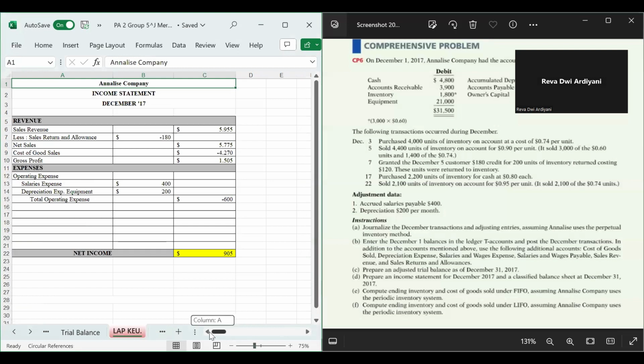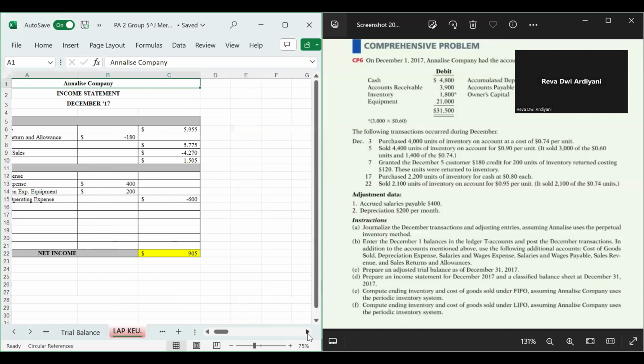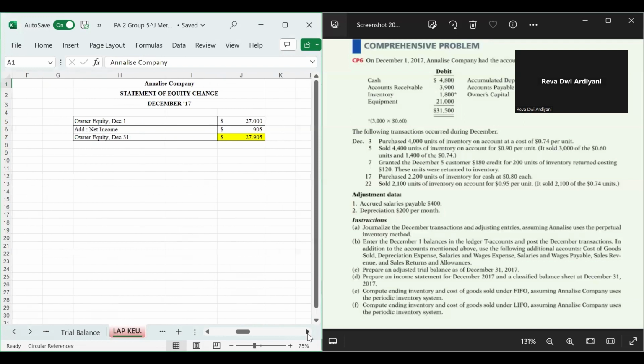Financial reports. Next segment. Okay. Yes, next, the financial report: the income statement, in total $905. Next, moderator.